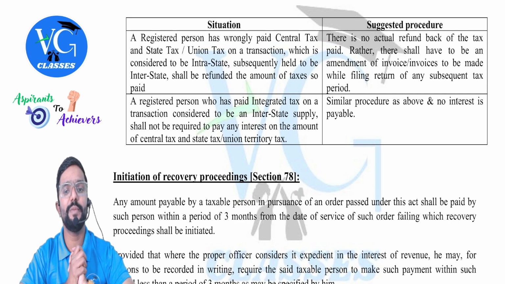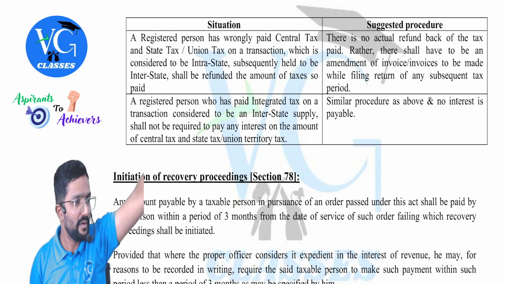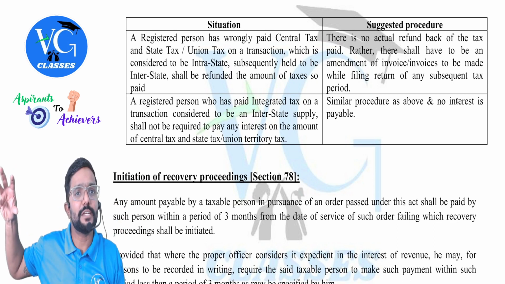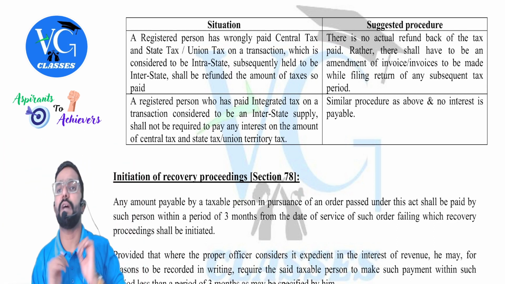Rather, there shall have to be an amendment of invoices to be made while filing the return of any subsequent tax period. So I have given wrong information even in the returns. Okay, I have wrongly classified my supply. In that case, I need to amend it through my future GSTR-1. And also, the government will transfer the amounts.